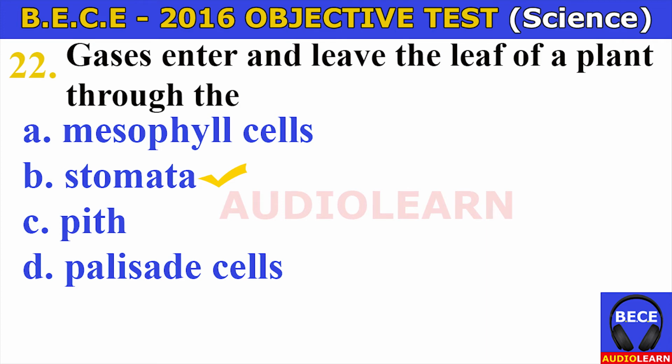Number 22. Gases enter and leave the leaf of a plant through the A. Mesophyll cells. B. Stomata. C. Pith. D. Palisade cells. And the answer is B. Stomata. Gases enter and leave the leaf of a plant through the stomata.